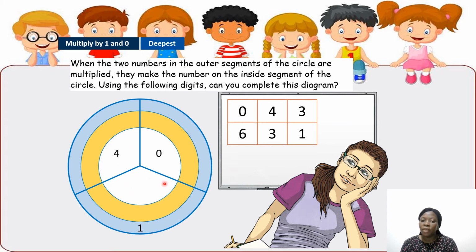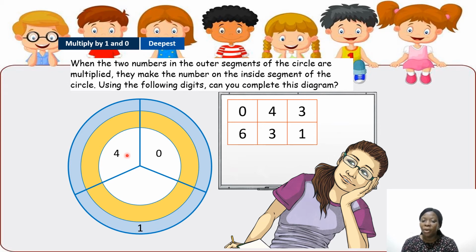Now I want you to have a go. What two numbers can we multiply to make 0 using these numbers we've been given here? What number do we multiply by 1 to give us an answer in the inner segment? And what two numbers do we multiply to make 4? Pause the video and have a go.